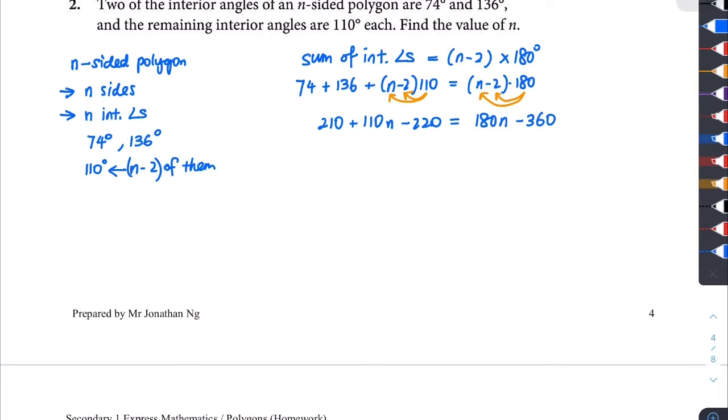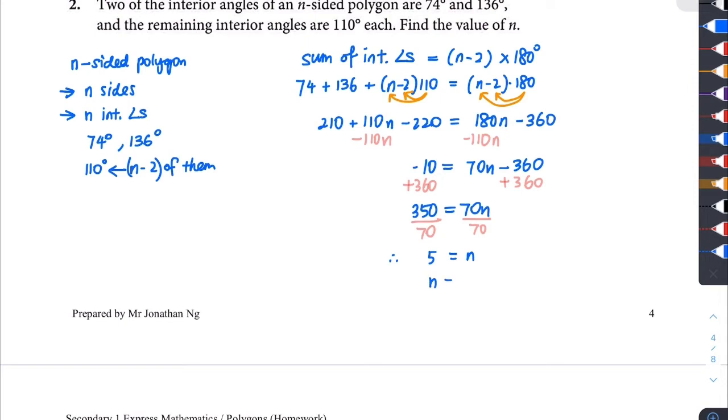So how do you want to simplify? Up to you. For me, I bring the 110n to the right hand side, so I minus 110n on both sides. On the left hand side, 210 minus 220 is negative 10. So we have negative 10 equals 70n minus 360. Let's move the 360 now, plus 360 on both sides to balance. So we have 350 equals to 70n, then we divide by 70, so 5 equals to n, or n is equals to 5. So this is actually a pentagon. If they ask for the name, you need to say that this is a pentagon.